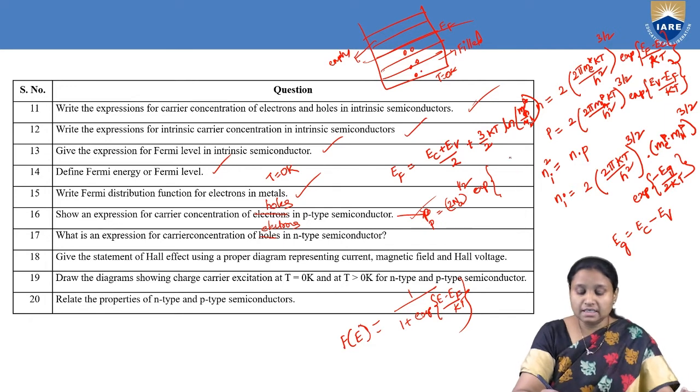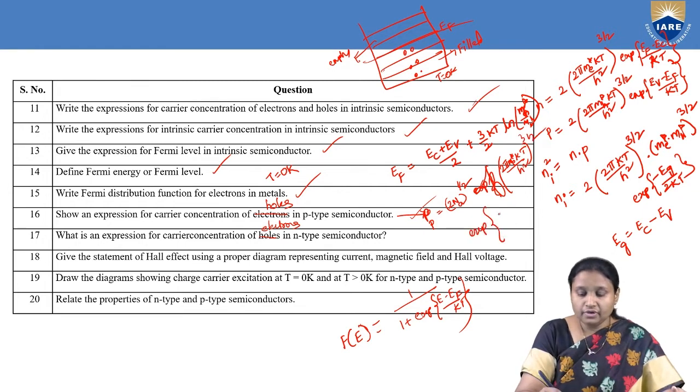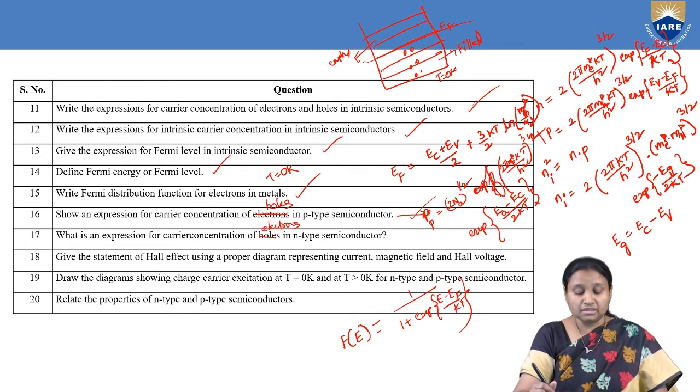So here in this case, of course, it is (2Na)^(1/2) into (2πm*kT/h²)^(3/2) exponential, here we are going to have (Ea − Ec)/2kT. So this is the expression for density of holes and electrons in case of n-type and p-type semiconductors.